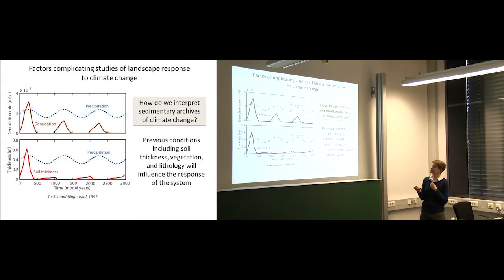Okay, so this model is being driven by a sinusoidal change in precipitation. And what you see is that with the first increase in precipitation, there's a major spike in the denudation rates, but the later increases, of the same magnitude, result in a much smaller response in the system. Okay. Now, the reason for that is illustrated below.